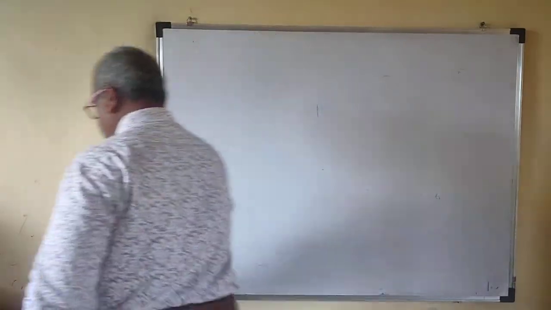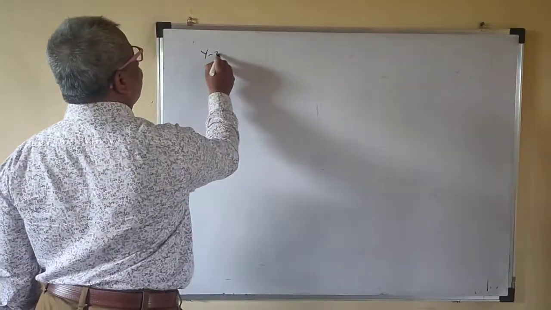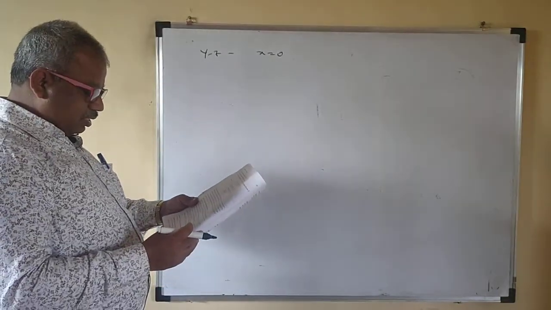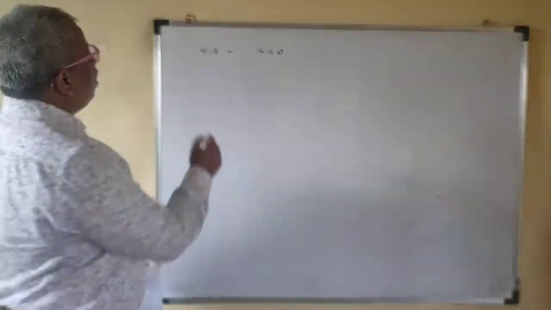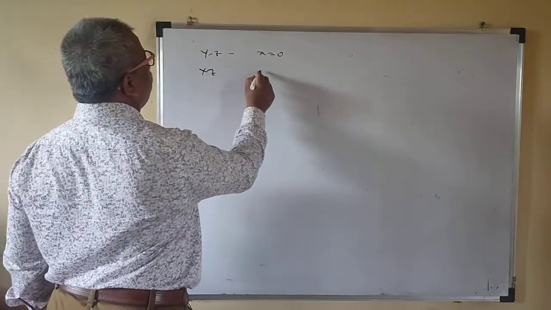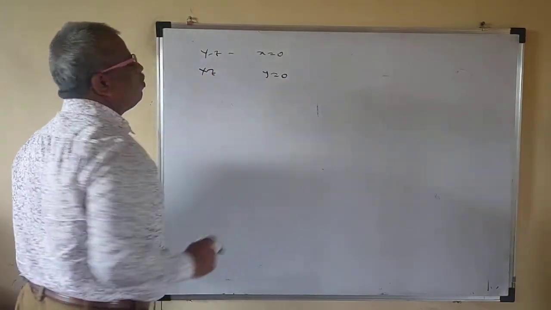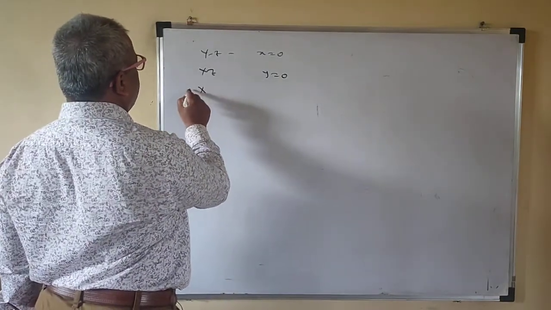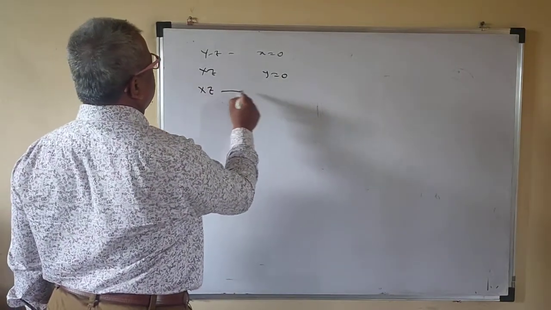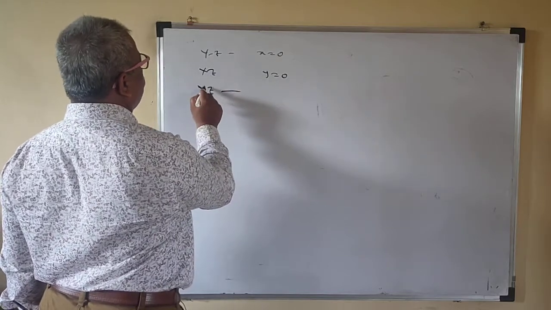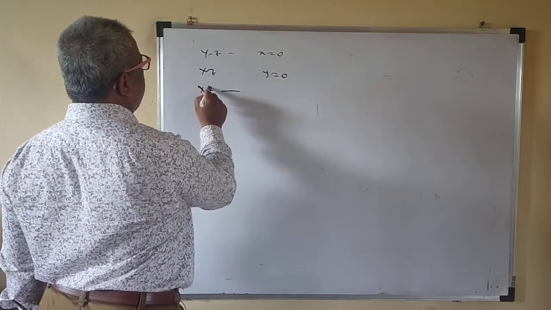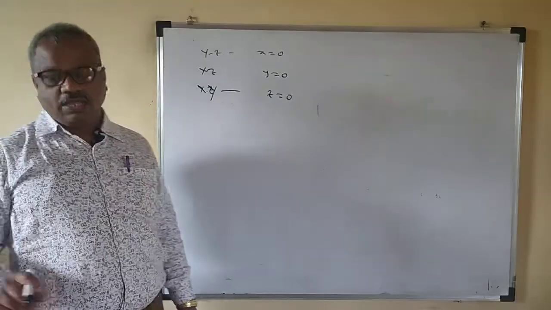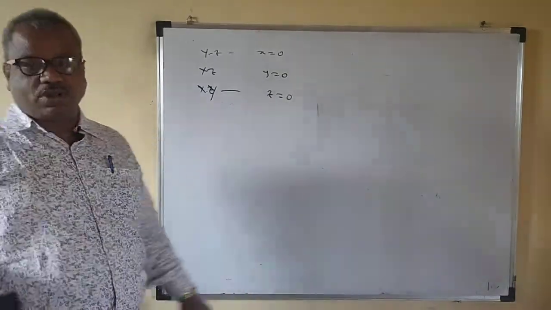On yz plane, your x is 0. For xz plane, y is not there, that means y = 0. So xy plane is z = 0. On xy plane, everywhere your z coordinate is 0.